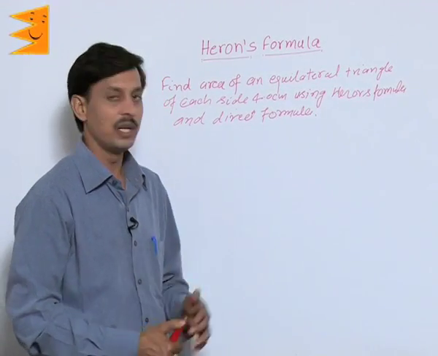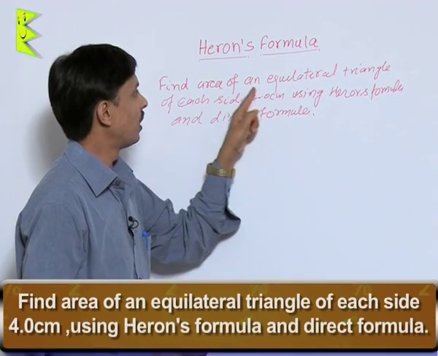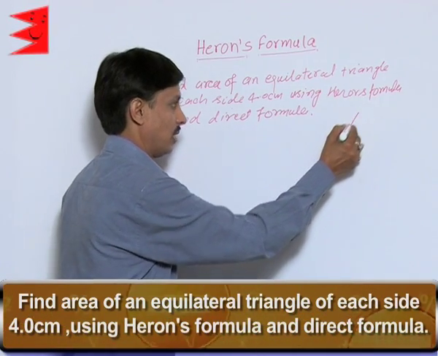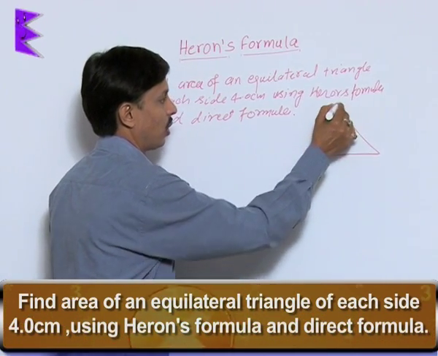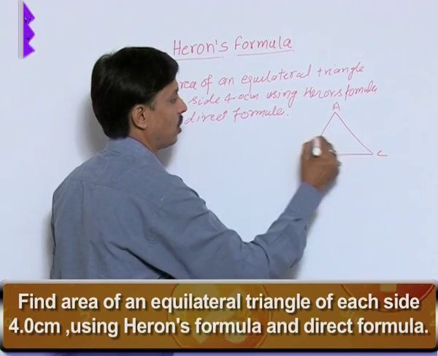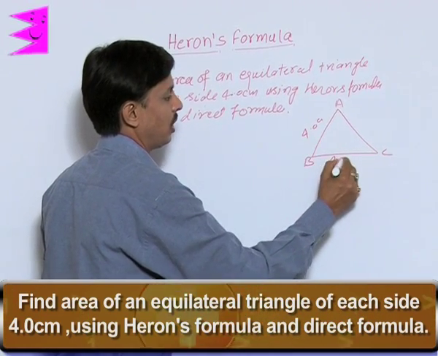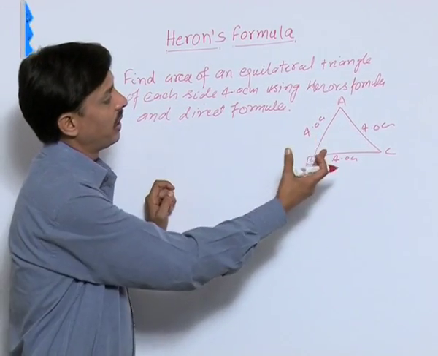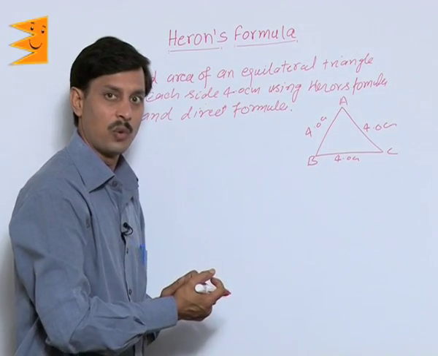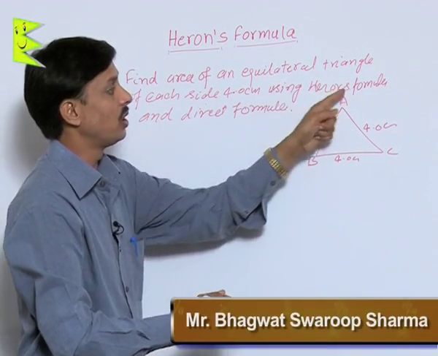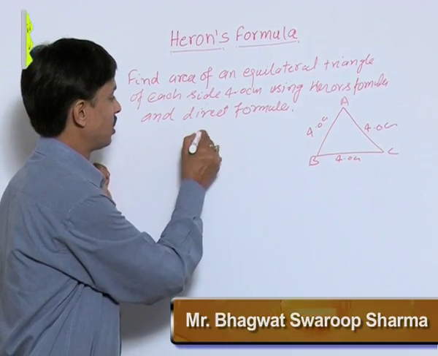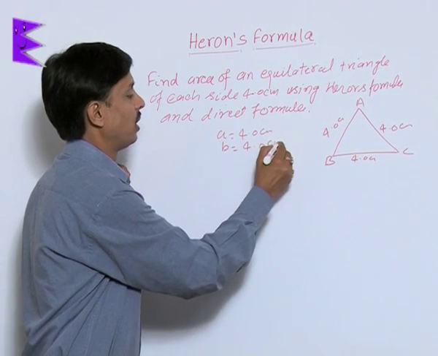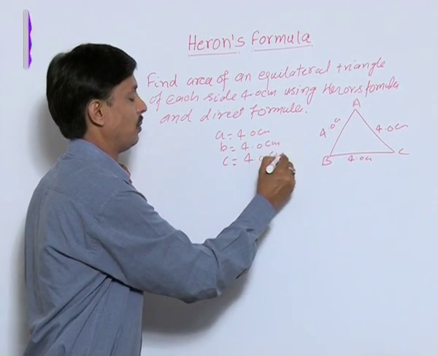Now application of Heron's formula: find area of an equilateral triangle of each side 4 centimeter. There is a triangle, equilateral or equiangular, each side is of length 4 centimeter. This is given. We want to calculate the area, we can apply the direct formula root 3 upon 4 side square, but it is mentioned using Heron's formula. So I can say A is 4 centimeter, B is 4 centimeter, C is 4 centimeter.